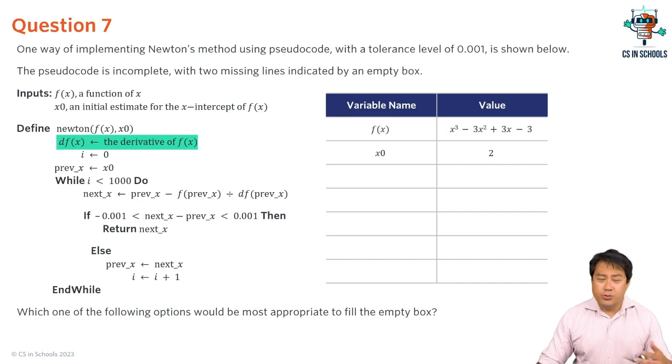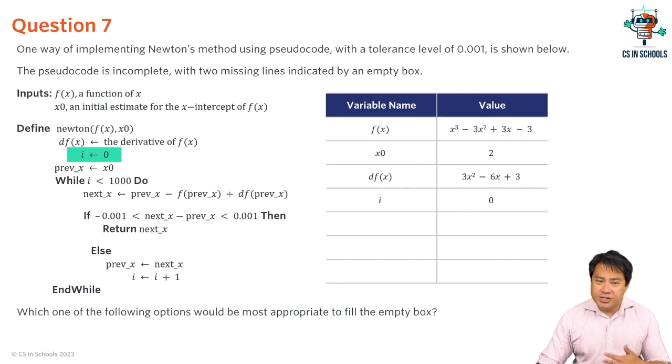So what we're doing here is we're going to manually find the derivative and assign it to that variable df of x. So there it is, it's 3x squared minus 6x plus 3, using the standard rules for differentiating a polynomial. The next line of code is assigning 0 to I.